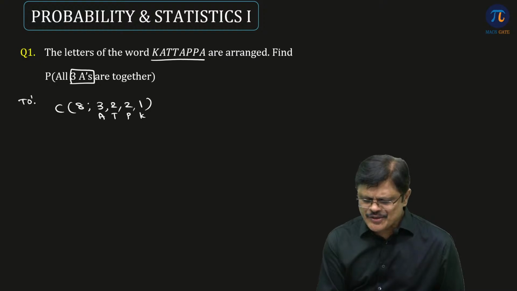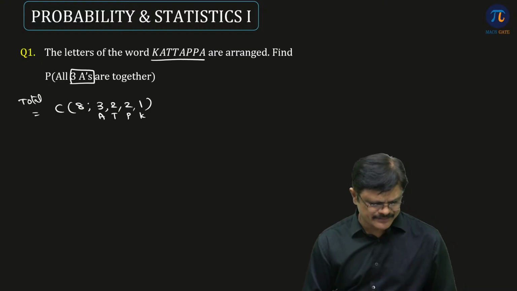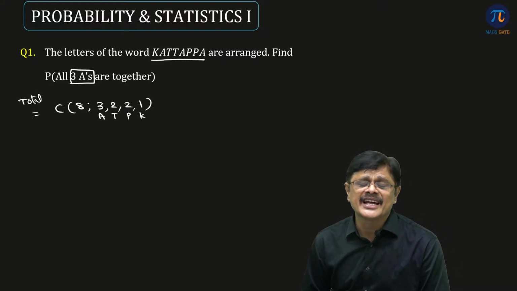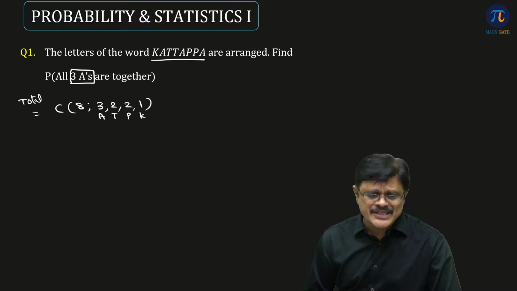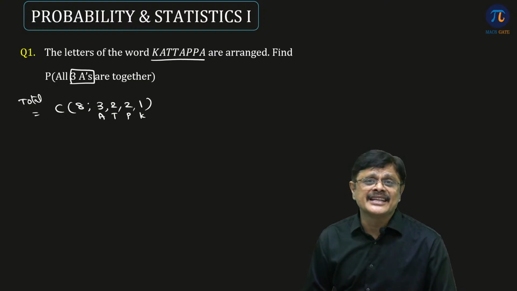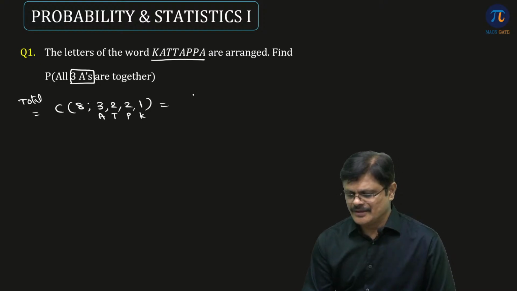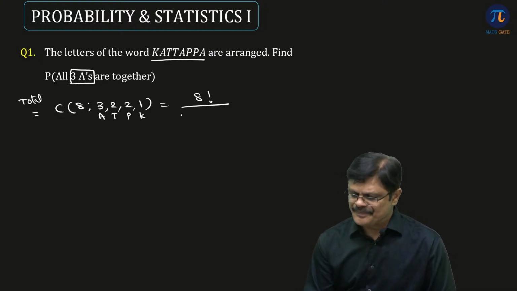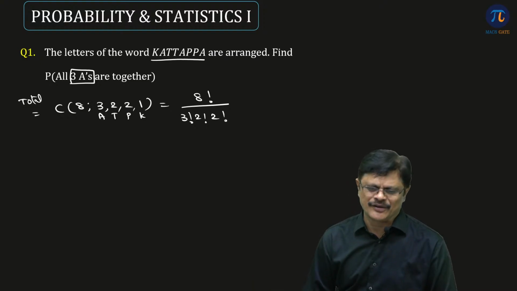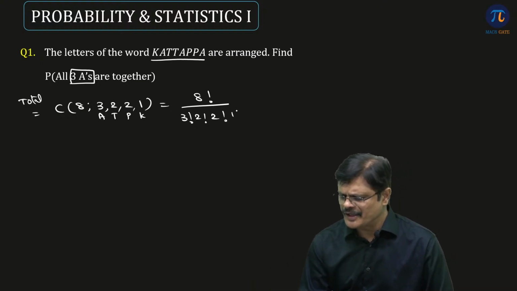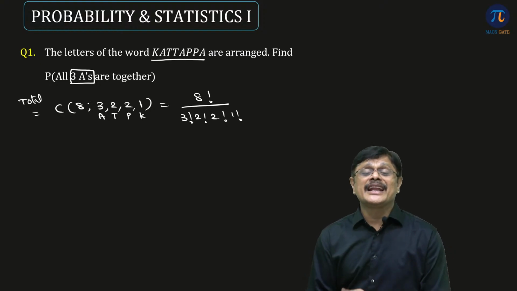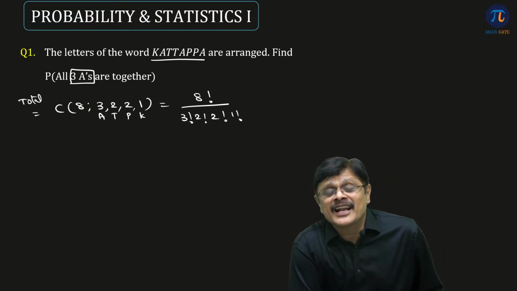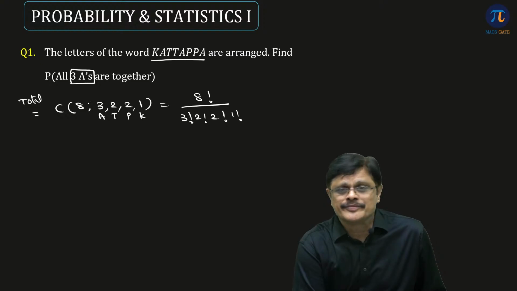So how many ways can you arrange the letters of the word Katappa? That is 8 factorial by 3 factorial into 2 factorial into 2 factorial into 1 factorial. 1 factorial I am ignoring; if you want, you can write it down. So that is the number of ways of arranging the letters in the word Katappa.